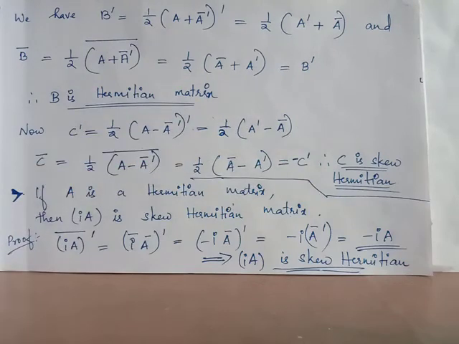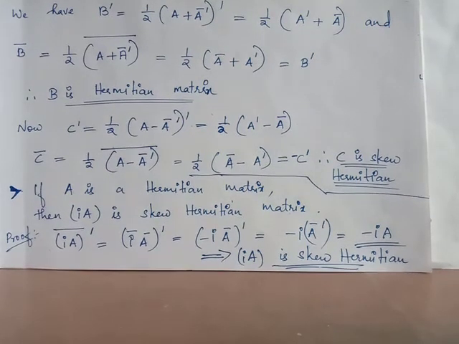Thus we came to the conclusion that C transpose equals minus of C conjugate. Thus we can conclude that C is a skew-Hermitian matrix. Let's look at another property.